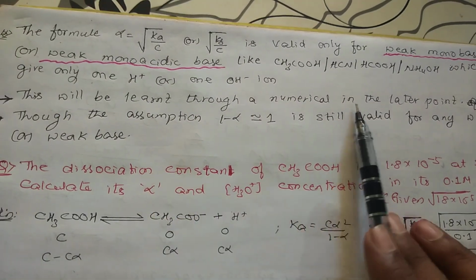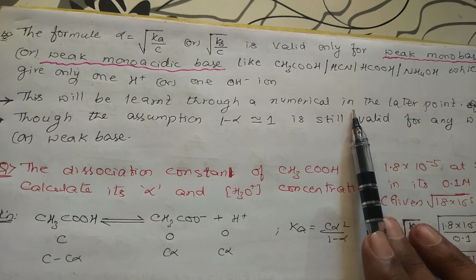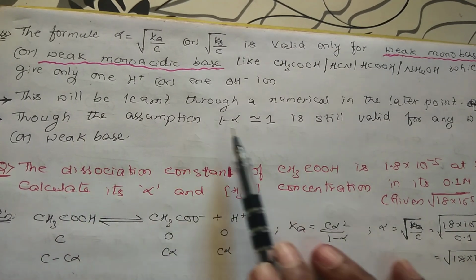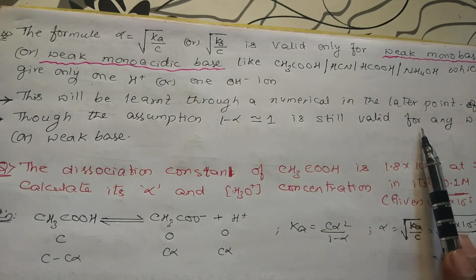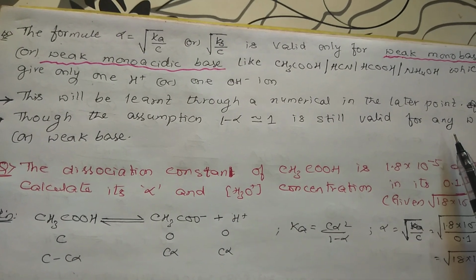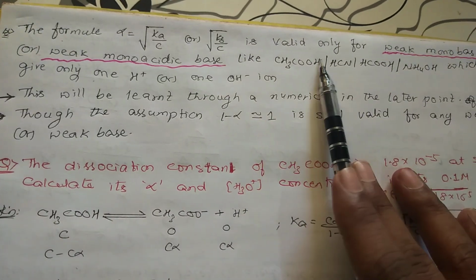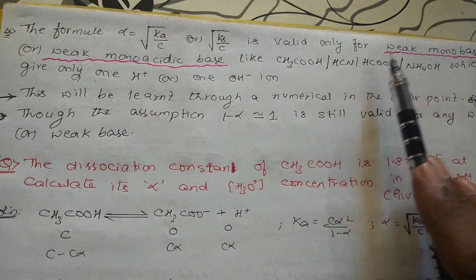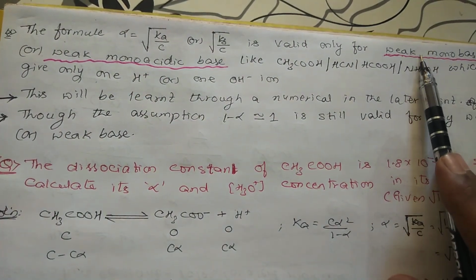And this will be learned very clearly with respect to the numerical part. We will be solving in this lecture itself. And the assumption 1 minus alpha is approximately equal to 1 is applicable for any weak acid or any weak base. Not only monobasic, it is dibasic, tribasic or tetrabasic, anything. It is equal to 1 only, 1 minus alpha. This will not change, and this formula gets changed. This formula is applicable only if it is a weak monobasic acid or weak monoacidic base.